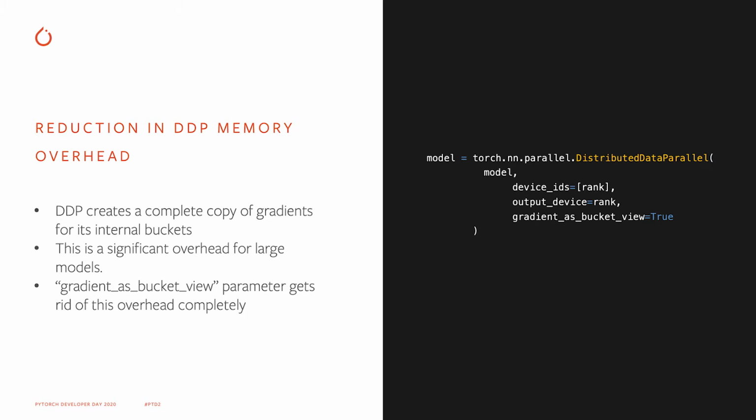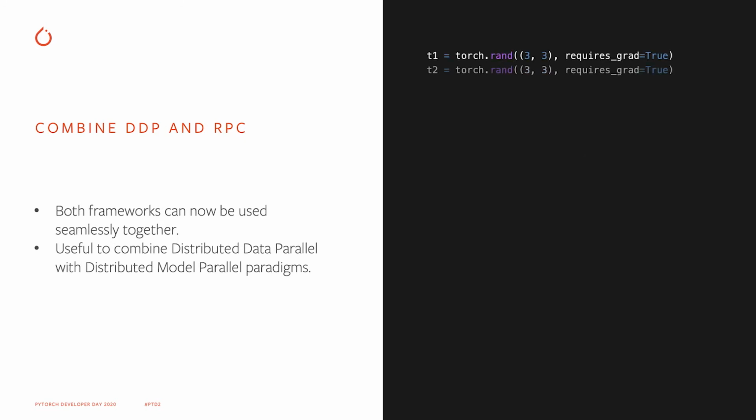To get around this, we have a new parameter in DDP called gradient as bucket view. What this does is it makes the .grad field of your parameters a view of the bucket. That way we have only one copy of the gradients.